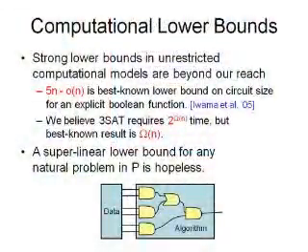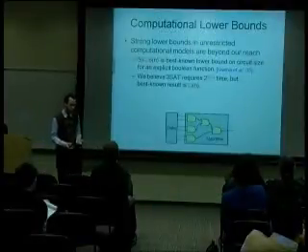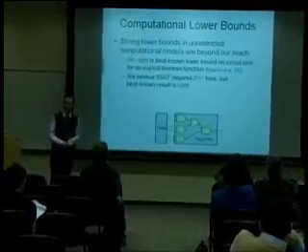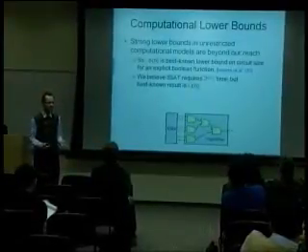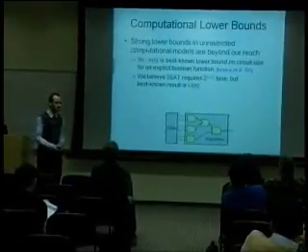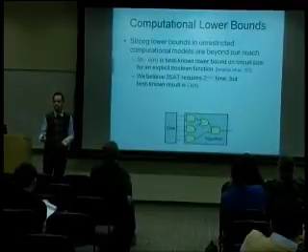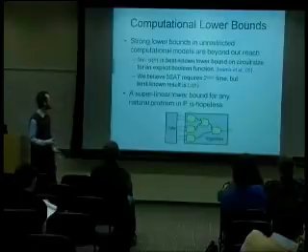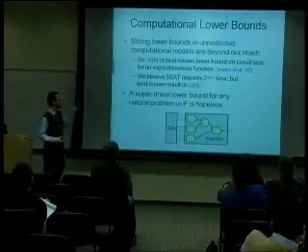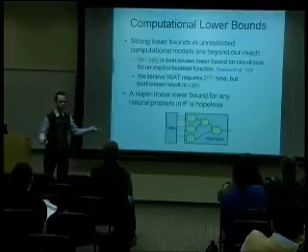Before doing so, let me tell you some general facts about computational lower bounds. In unrestricted models of computation, like Turing machines or random access machines or circuits, proving strong lower bounds is currently beyond our techniques. For example, 3-SAT, the canonical NP-complete problem, we think it requires exponential time to solve, but we can't prove anything better than linear time right now. So certainly proving a superlinear lower bound for a natural problem in P, like matroid intersection, is hopeless with current techniques.